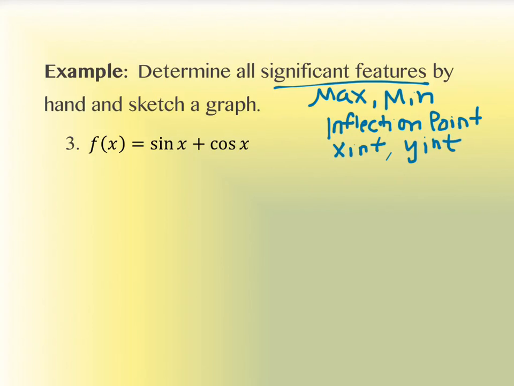Now, depending on what the function is, you might also have to identify asymptotes, right? That would be a significant feature. We don't have asymptotes for this one, but some of you on your homework will have that. And then some of the others may have other features. All right, so before we head out, let's at least get some derivatives of this thing going on. What's the derivative?